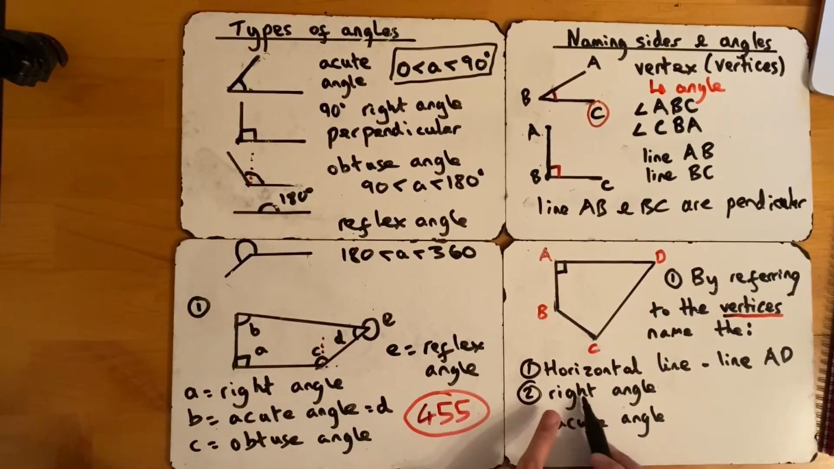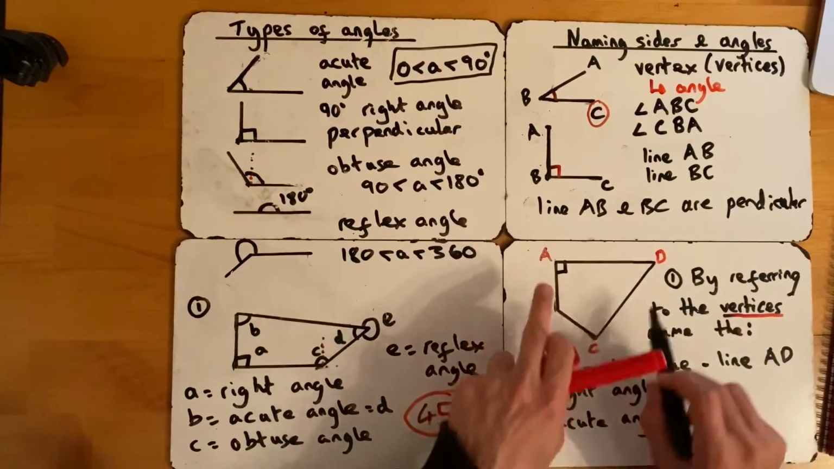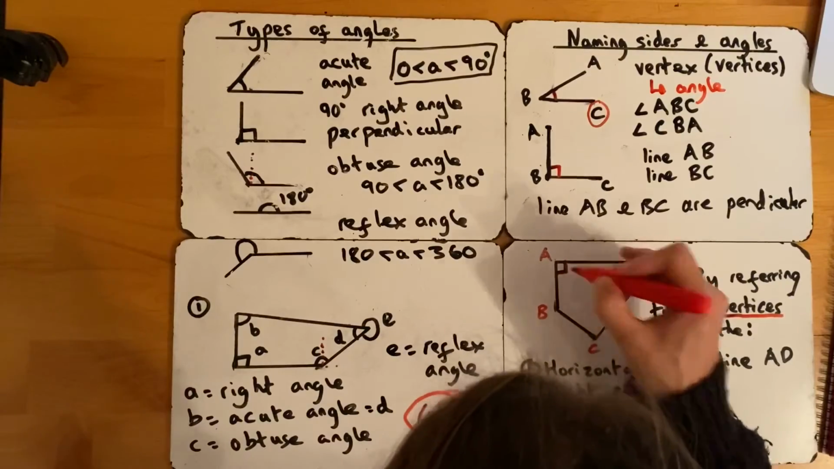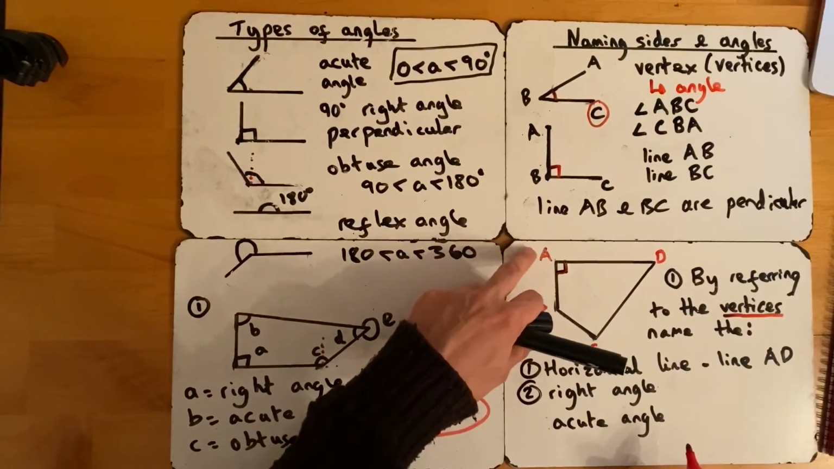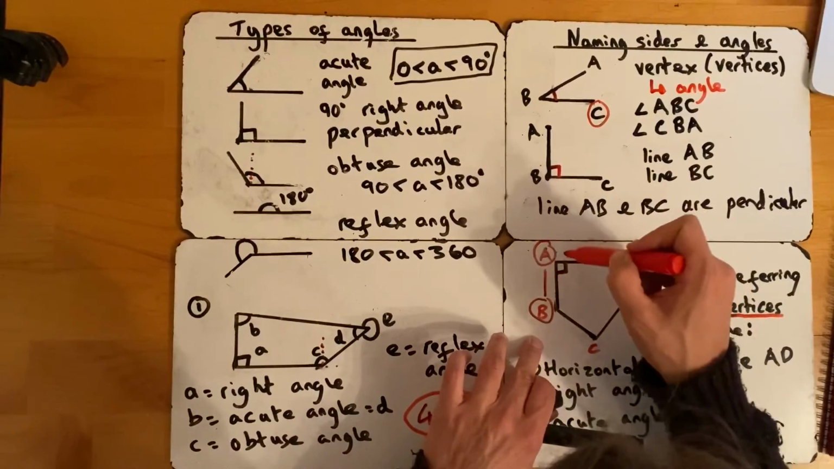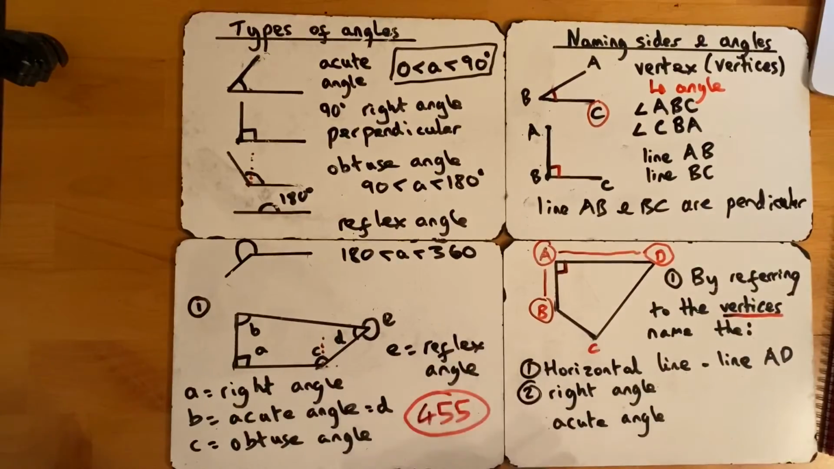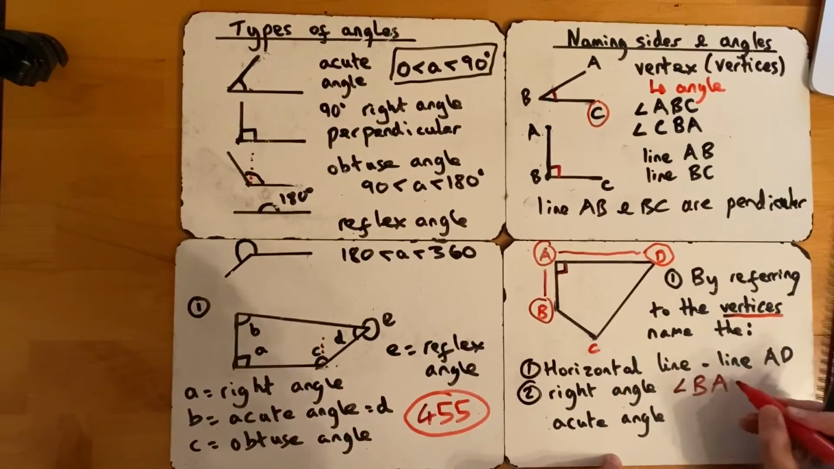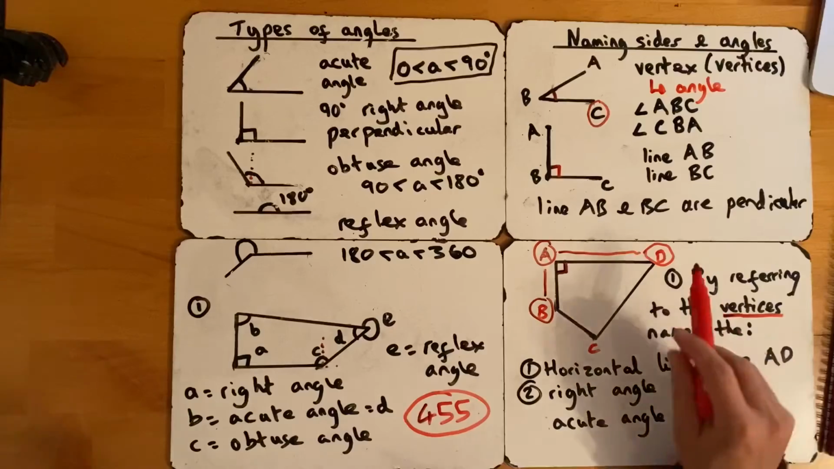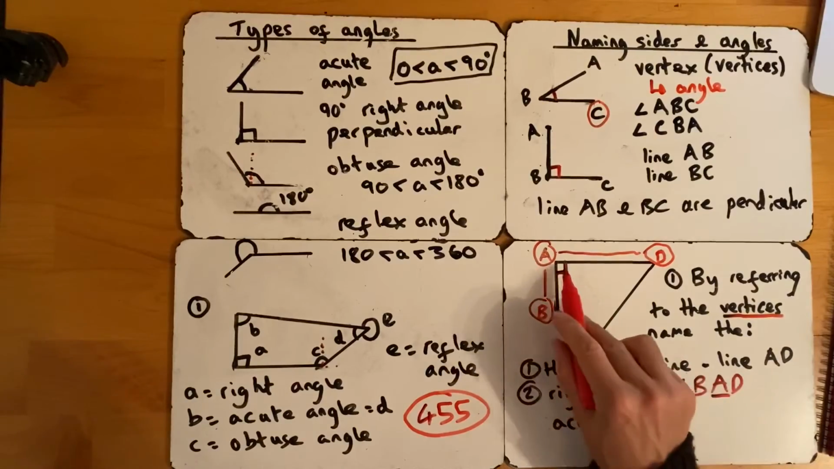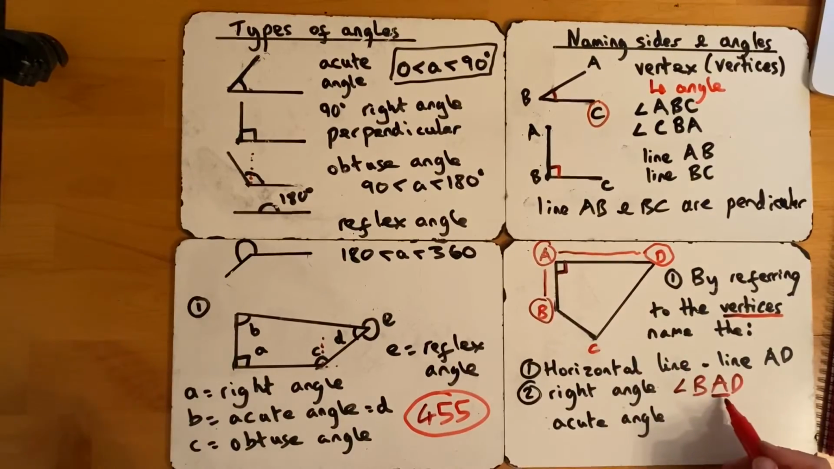Question 2, by referring to the vertices, so these letters, the corners, name the right angle. So the right angle is this one here. Now we know this is at point A. So to do the right angle, we go from B to A to D. So we can just label this as angle BAD. If you do it the other way around, it's fine. If you say angle DAB, you get 4 marks as well. The most important part is A, the letter where the angle is, in the middle.